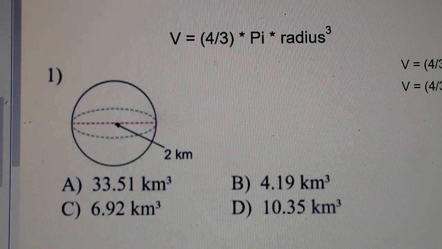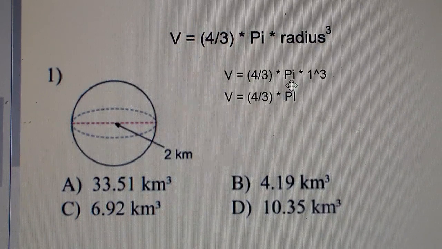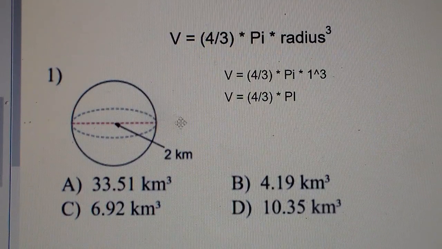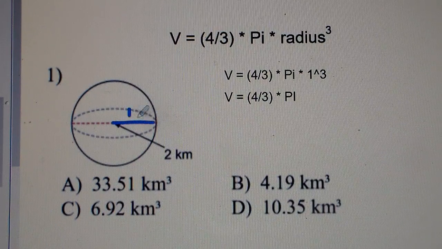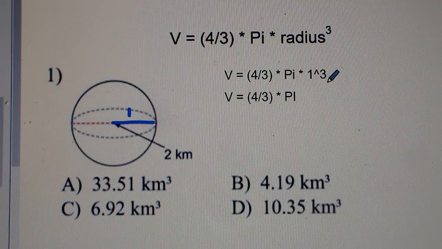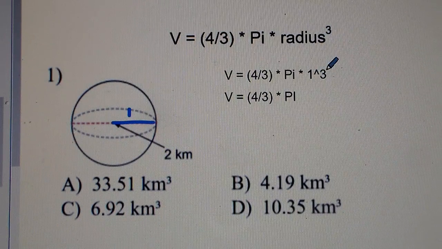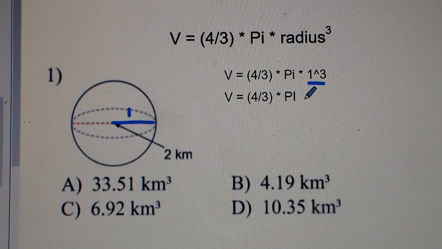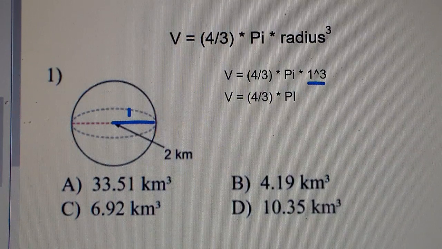So volume is equal to 4/3 times pi times radius cubed. You plug in the radius, which is 1, because remember, when they give a diameter, we have to find the radius, which is just half the diameter, so it's 1. So you have 1 cubed. 1 cubed is 1 times 1 times 1, which is really just 1. So right here is just times 1. 4/3 times 1 is 4/3, so our volume is 4/3 pi for number 1.